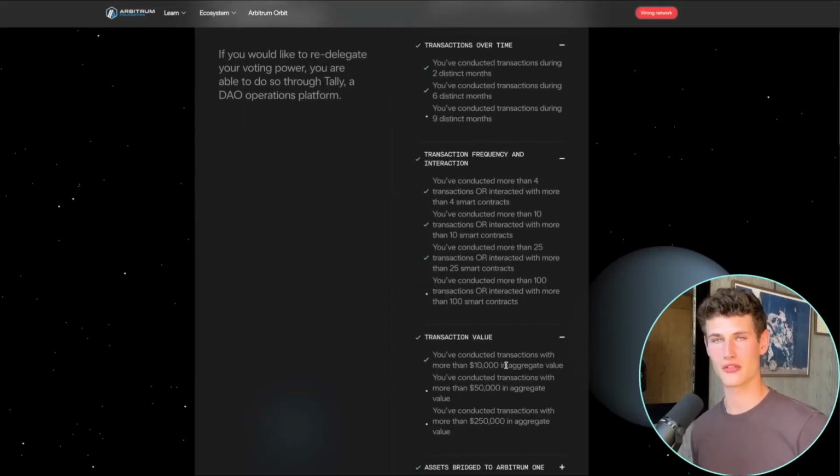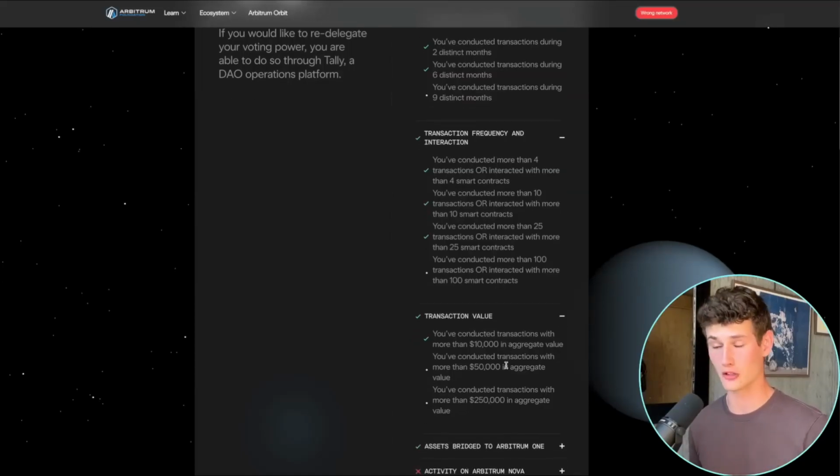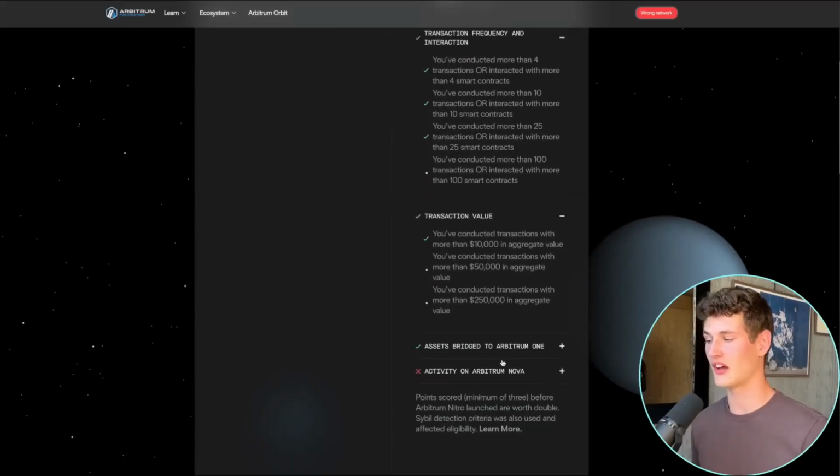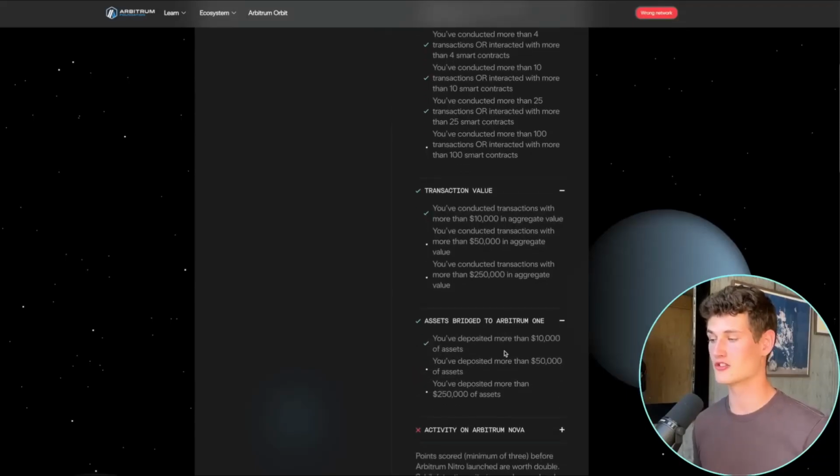It is also important that it is more than just $1 or $2 that you actually interact with, but that you also swap a large amount of value, as you can see here. And the size of assets you're bridging onto the network also matters, as you can see here.